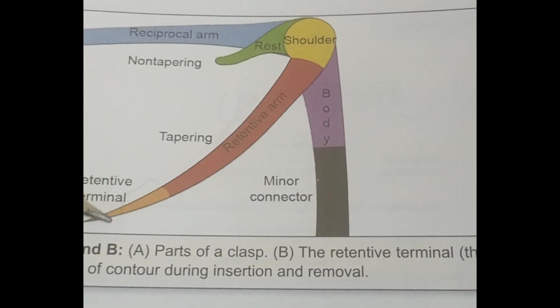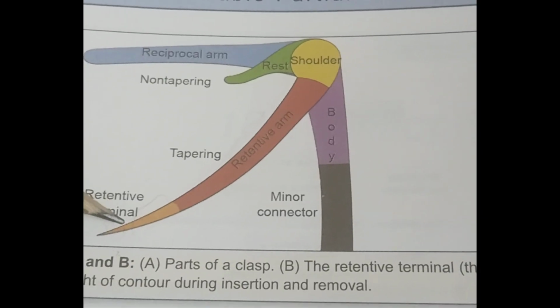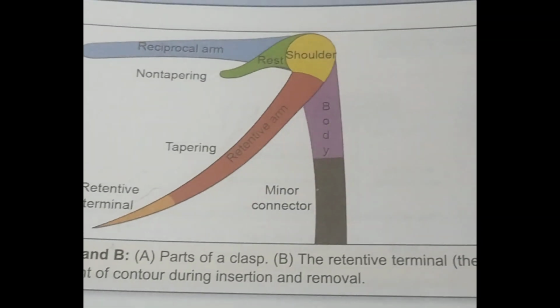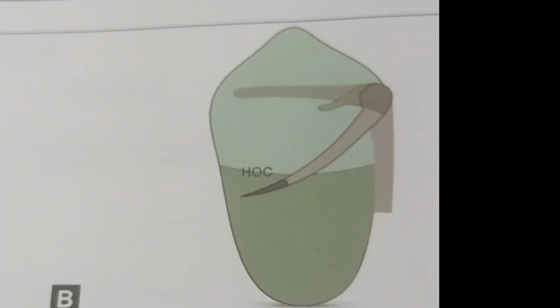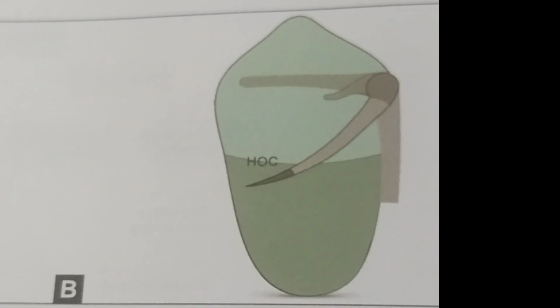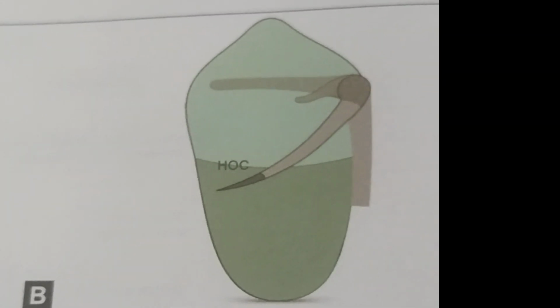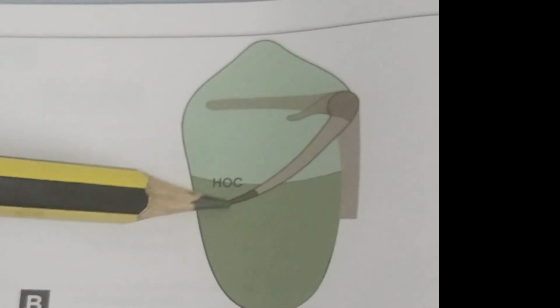So according to the question, they are asking, terminal end of retentive arm of extracoronal retainer is placed at. Okay, I hope the question is clear now. So ideally speaking, it should be located at the junction of gingival and middle third of the crowns of abutment teeth. But here they are asking specifically about the terminal end, which is placed at the gingival third of the crown. So the answer is gingival third.